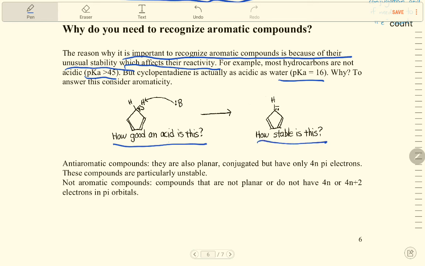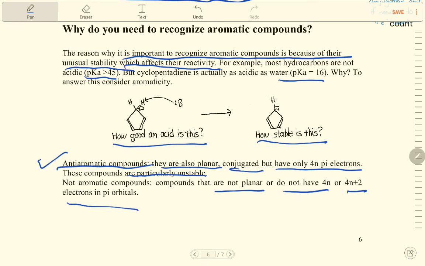Anti-aromatic compounds are also planar and conjugated, but they have 4n pi electrons, and these compounds are very unstable. So that's why it's an anti-aromatic compound. Non-aromatic compounds are not planar, or do not have 4n or 4n plus 2 pi electrons in the pi orbitals. Alright, so this is not an aromatic compound.